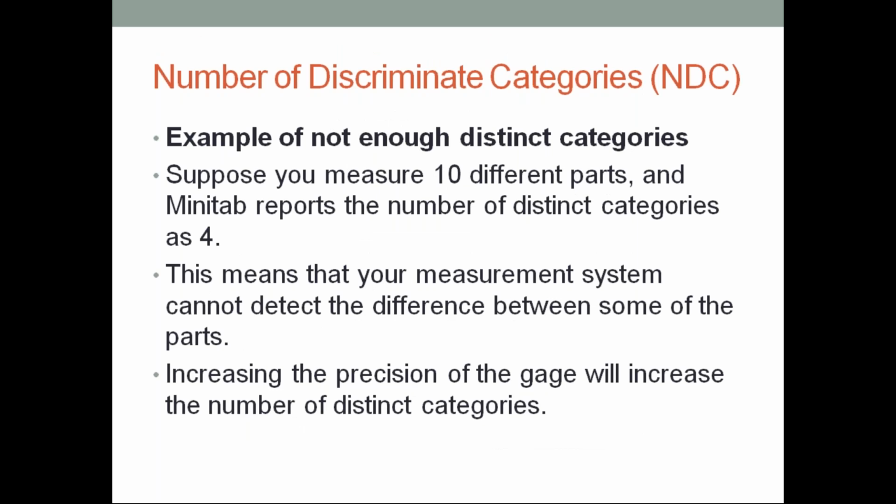So once again, if you measure 10 different parts and it reports the number of distinct categories as 4, that means your measurement system can detect the difference between only some of the parts. And increasing the precision of the gauge will increase the number of distinct categories.